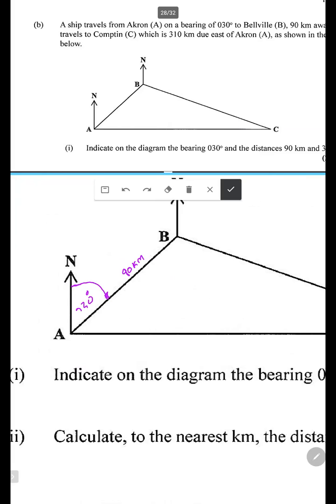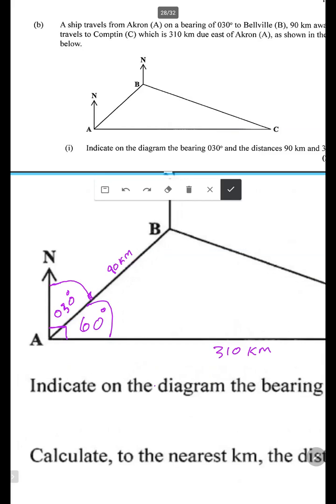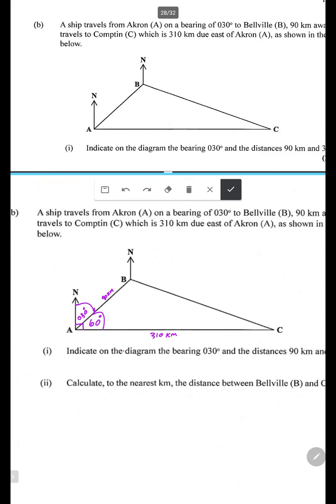All right, let's write it over. So this is 030 degrees. This is 310 kilometers. And I'm saying the angle between north and east is 90 degrees. So this is 90 degrees. And so the angle inside the triangle here is 60 degrees. That angle is 60 degrees. All right, and now they want us to find the length over here. So we have a triangle that is not a right angle triangle. So we cannot use Pythagoras theorem. We have to use the sine rule or the cosine rule.